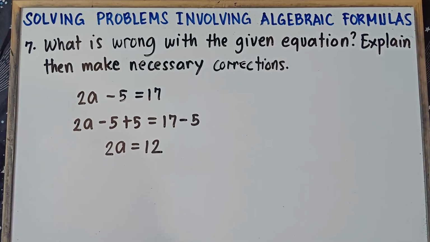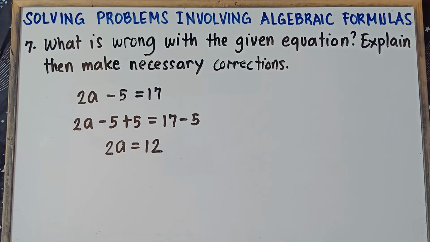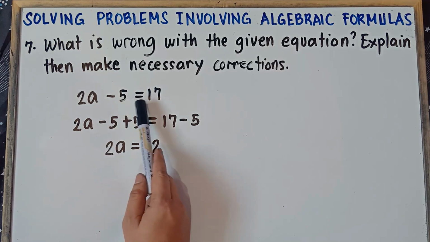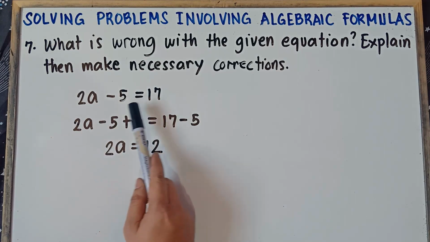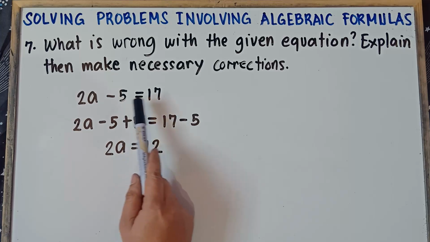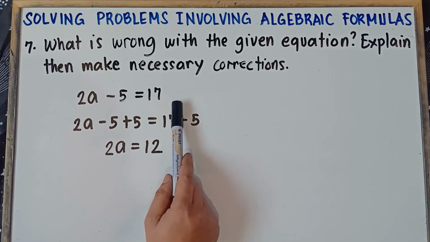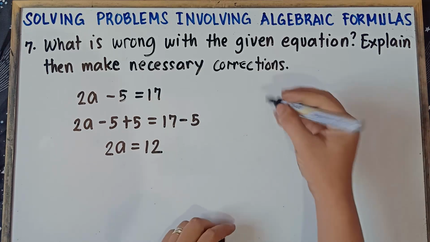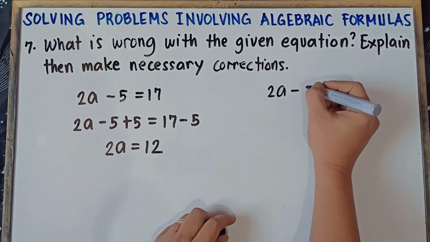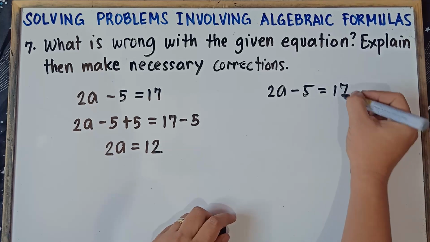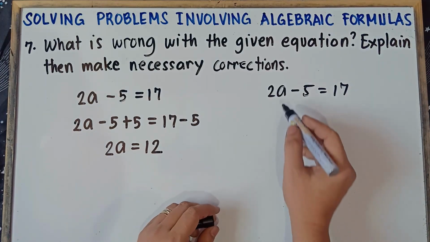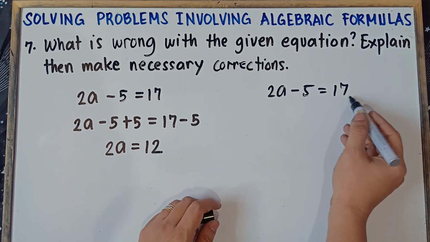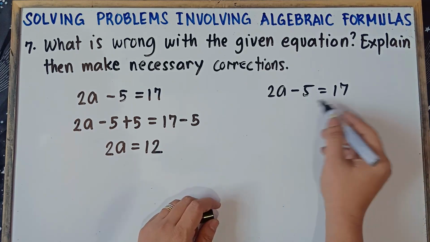Alright, so example number 7. What is wrong with the given equation? Then make necessary corrections. So our given equation is 2a minus 5 equals 17. Therefore, to remove this negative 5, we can add to both sides positive 5. Okay, let me just write that one. So 2a minus 5 equals 17. Therefore, if we need to find the value of a, we can add to both sides positive 5, right?